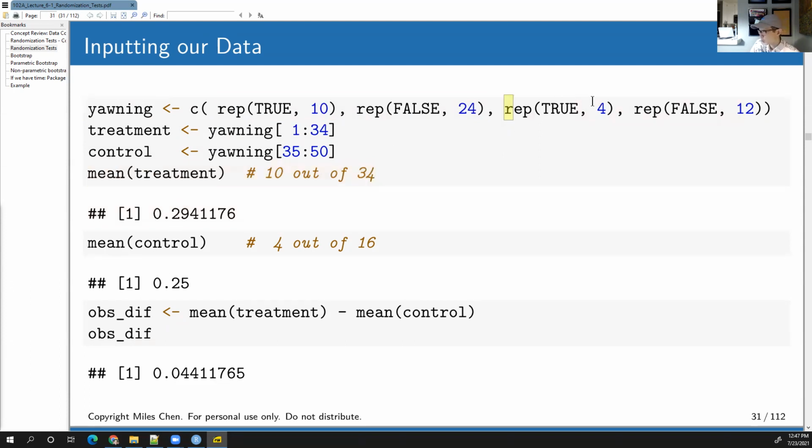Okay, and the control group is the remaining 16. True, 4 true and 12 false. That goes into the control group. So the proportion, or the mean control there, is going to be the proportion true here. It's going to be 4 out of 16. I get a proportion of 25%. And therefore, in the original data, the difference between the two proportions, 29.4% and 25%, is 4.4 percentage points. Okay, so this is my observed difference.